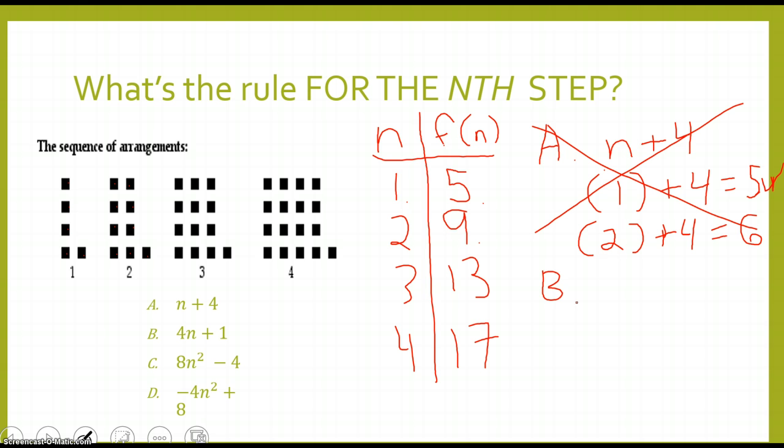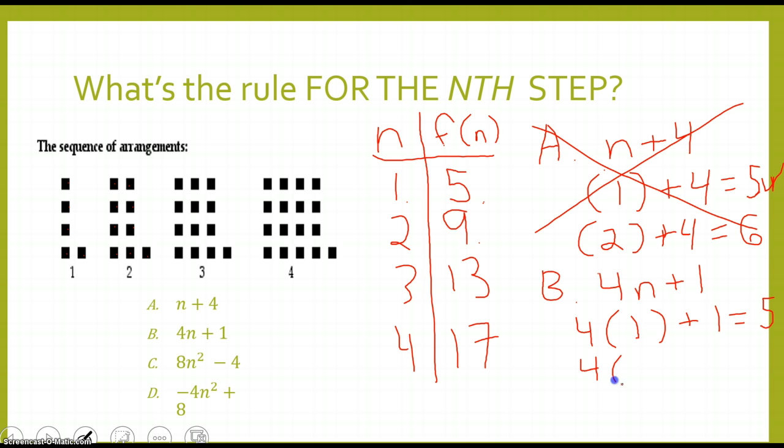Answer choice B says 4n plus 1. So I'm going to write that 4n plus 1. Underneath it, I'm going to rewrite it, but instead of an n, I'm going to put parentheses. And I'm going to start by plugging in a 1 for the n. My table says that if I plug in a 1 for the n, I should end up with a 5. If I do this calculation, I do indeed end up with a 5. So that works. Let's try another value for n.